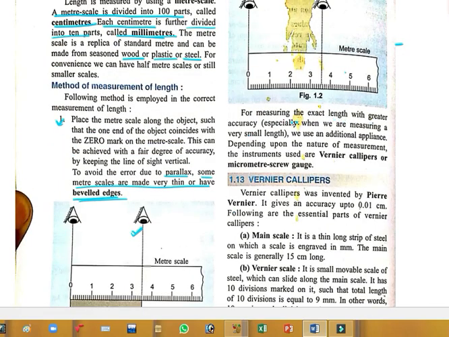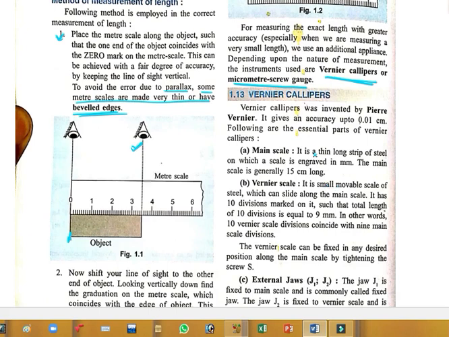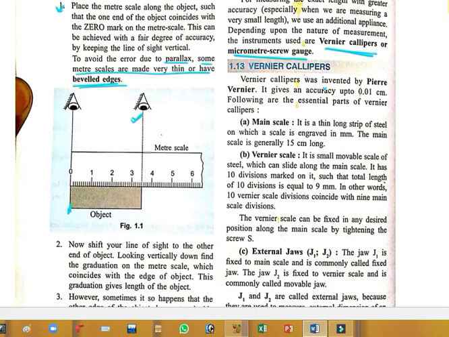For measuring the exact length with greater accuracy, especially when we are measuring a very small length, we use additional instruments. Depending upon the nature of the measurement, the instruments generally used are the vernier calipers or the micrometer screw gauge. These are used to measure very small lengths very precisely. Okay, so today we will first learn about the vernier calipers, and in the next video we will learn about the micrometer screw gauge. The vernier calipers was invented by Pierre Vernier. It has an accuracy up to 0.1 centimeter.